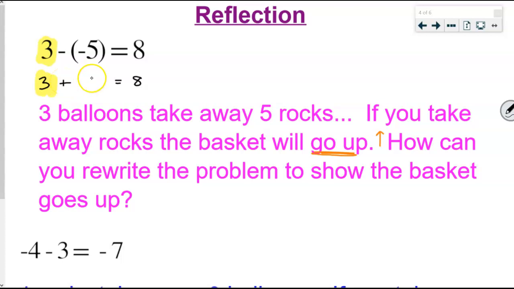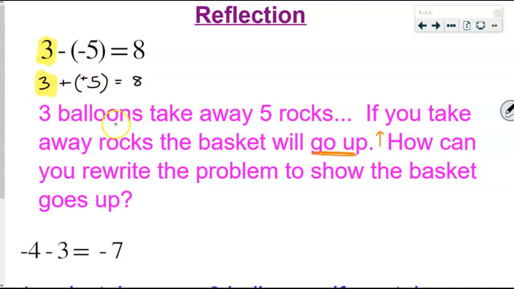Adding 5 balloons. And balloons are positive, so I would add a positive 5. You don't have to put this sign here, but it might be helpful for us to see that taking away negatives, taking away rocks, works the same way as adding balloons or adding a positive number. You can even put that in parentheses if you wanted to see the relationship there.